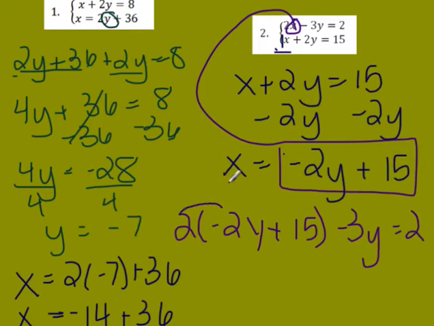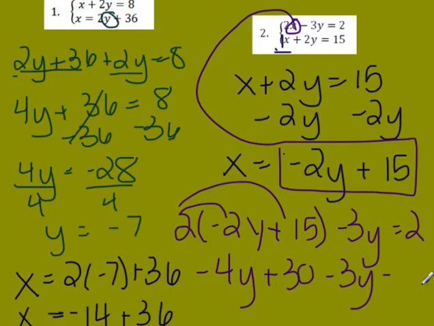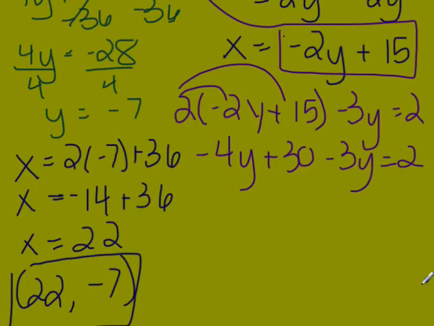So now I'm going to take this 2 and distribute it in. So 2 times negative 2 is a negative 4y. 2 times 15 is 30. Minus 3y is equal to 2. So now I need to combine my like terms. So negative 4y minus 3y is negative 7y, plus 30 is equal to 2.